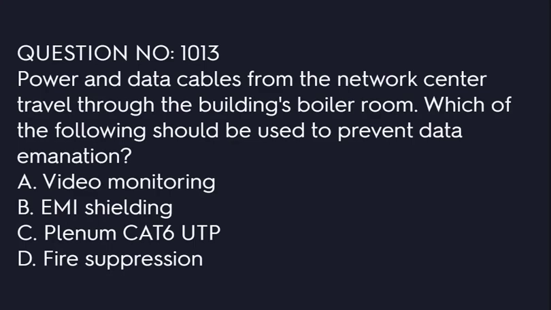Question no. 1013. Power and data cables from the network center travel through the building's boiler room. Which of the following should be used to prevent data emanation? A. Video monitoring, B. EMI shielding, C. Plenum CAT 6 UTP, D. Fire suppression. B.